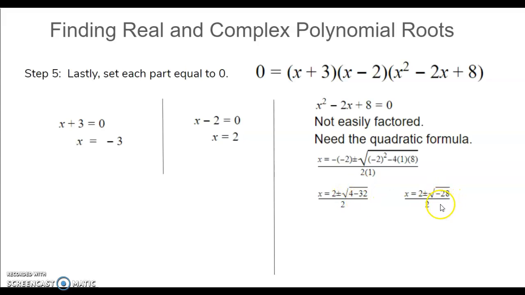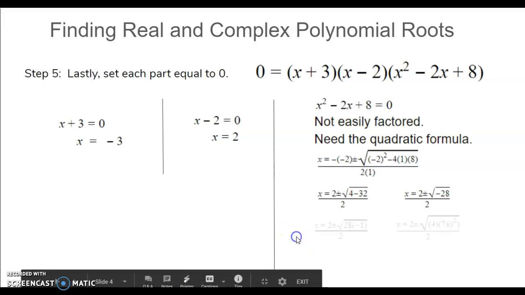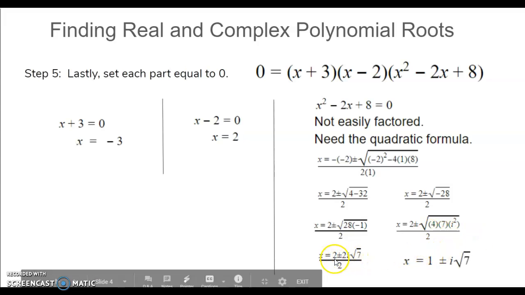You can see we got a square root of a negative, but we know how to take care of that now. So I'm going to rewrite it as 2 plus or minus the square root of 28 times negative 1, all over 2. I'm going to rewrite that. The negative 1 is going to be i squared, and then I changed the 28 to 4 times 7, and I did that for a reason. I don't know if those of you could see what I'm trying to do here. Here we go. And I'm going to square root each of the pieces.